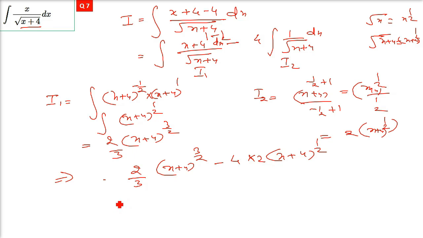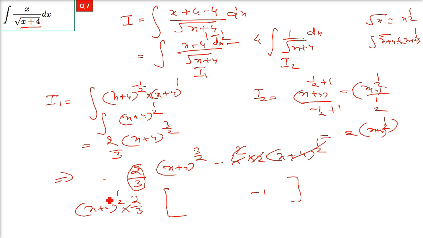Now you can take 2 common also, and x plus 4 to the power half also common, just to make it simpler. Whatever you see common in the terms, you can take one of it common, or all the common terms, that is a common divisor, has to be taken common. So x plus 4 to the power half we have taken, 2 by 3 also common. When 2 by 3 is taken, this 3 will be multiplied, because 2 by 3 has been taken out, that 3 will be multiplied by the second term.